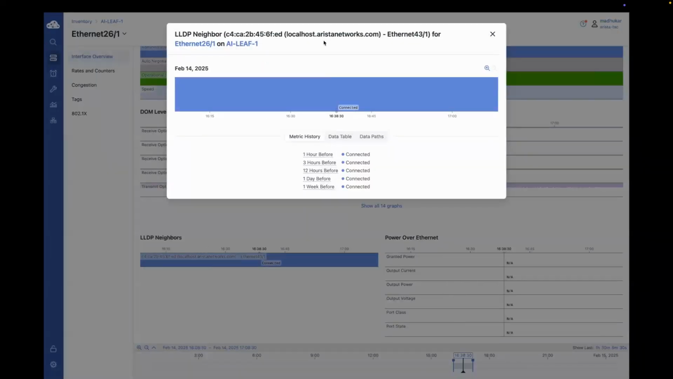As we can see here, ET26/1 on the AI leaf 1 is connecting to a device called localhost. Now this device is something we don't have any context on and was not part of our original topology diagram. So, let's check with the customer if they have any insights about this particular device, what this device is, and how it is connected to ET26/1 on the AI leaf 1.